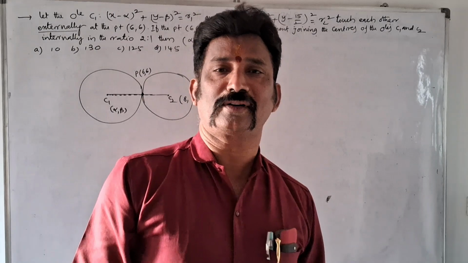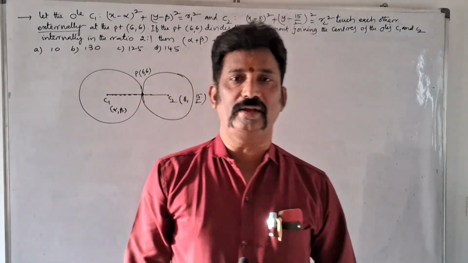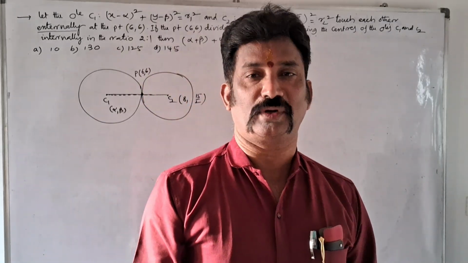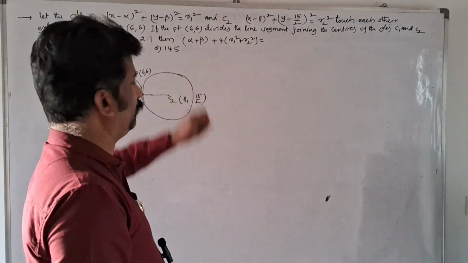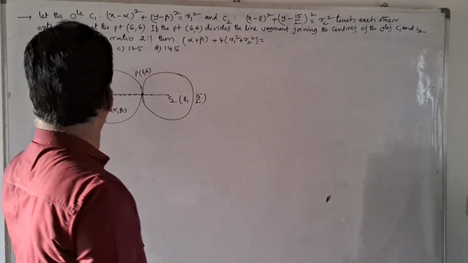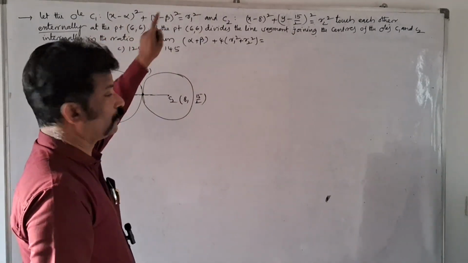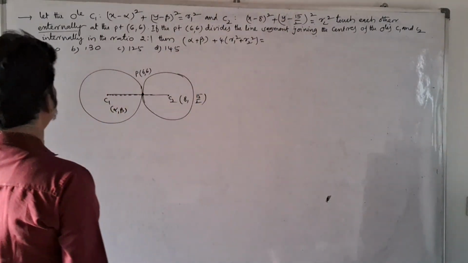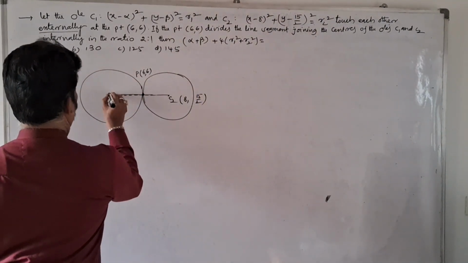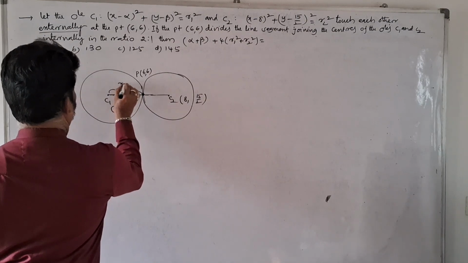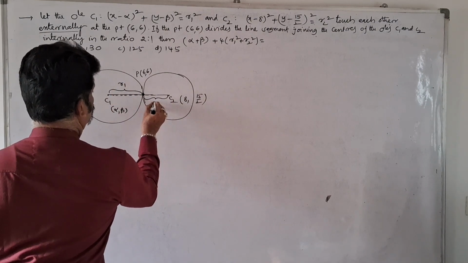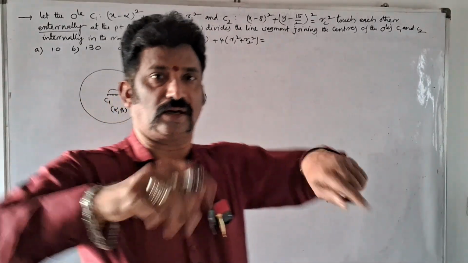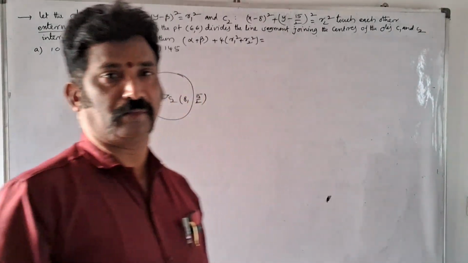Actually, the equation of the circle having center h, k and radius r is x minus h whole square plus y minus k whole square equal to r square. That's why the standard form is given. Here the first circle's center is alpha comma beta, and the second center is 8 comma 15 by 2, given. And the first radius is how much? This one is R1, and this one is R2. The two circles touch externally at the point P of 6 comma 6.